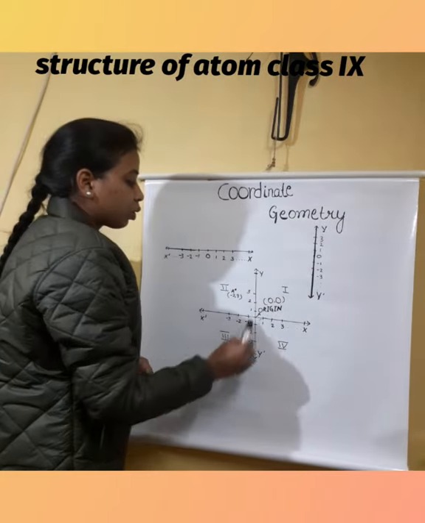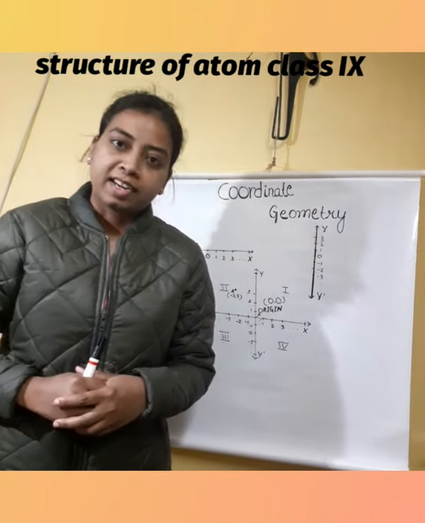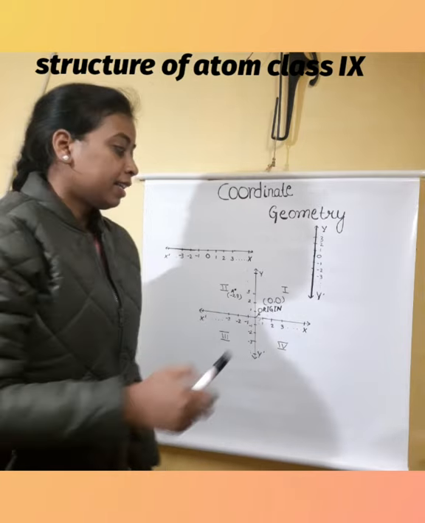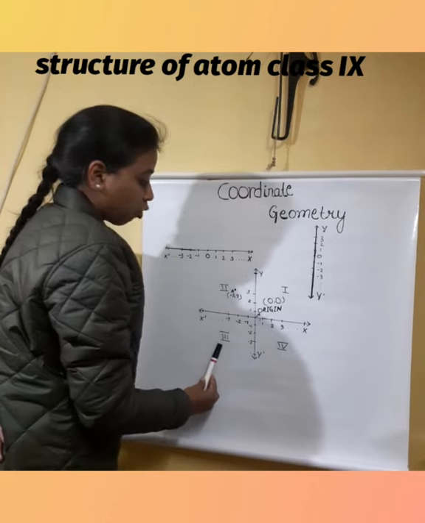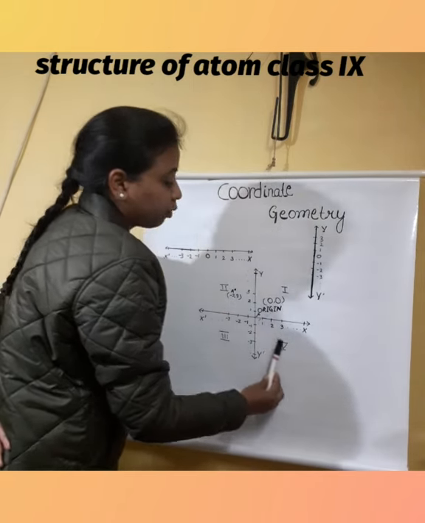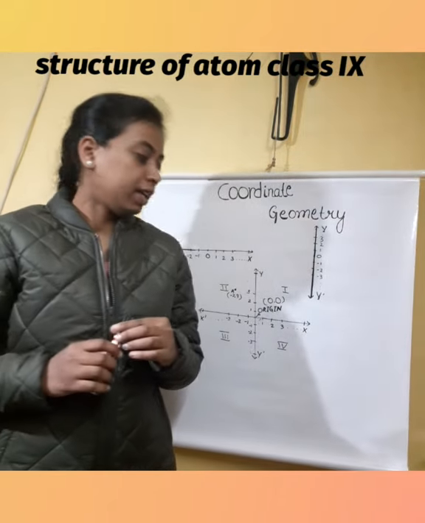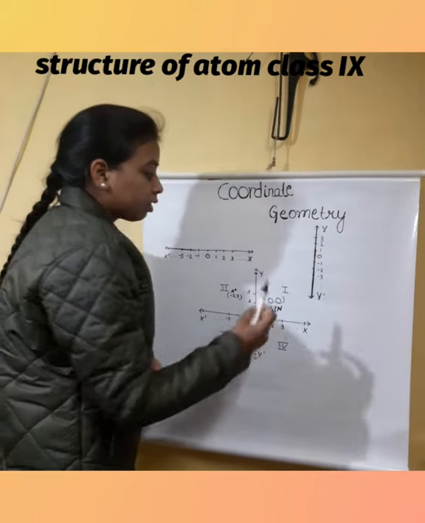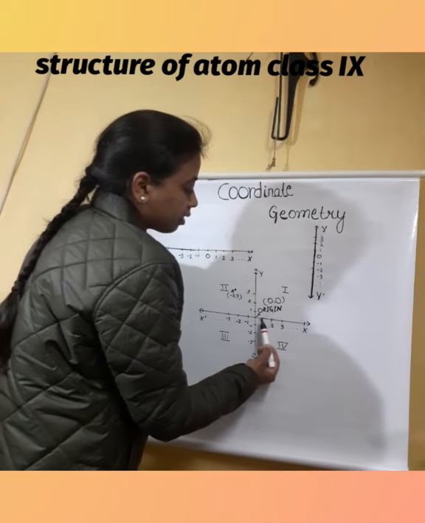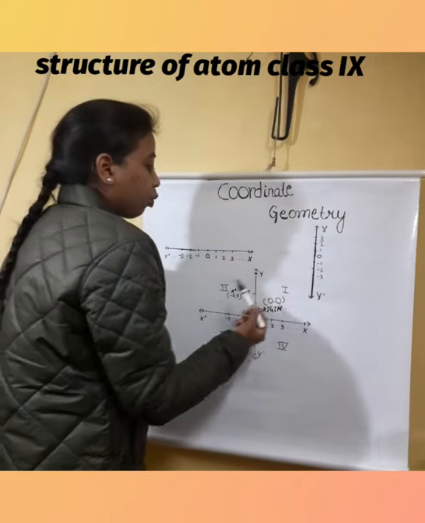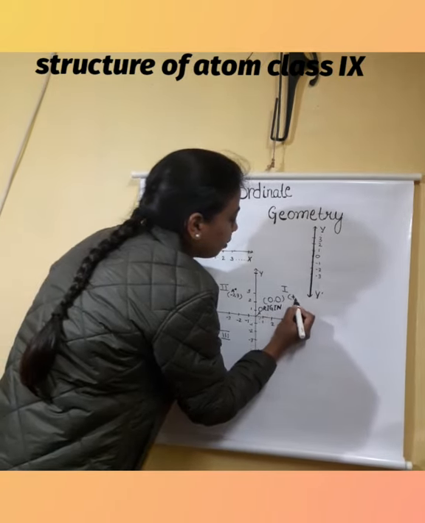Now this coordinate axis divides the plane into 4 parts and each part is known as a quadrant. This is quadrant number 1, this is quadrant number 2, this is quadrant number 3 and this is quadrant number 4. Every quadrant has its own sign, okay? The first quadrant lies between positive x-axis and positive y-axis. So the sign for the first quadrant is plus, comma, plus.